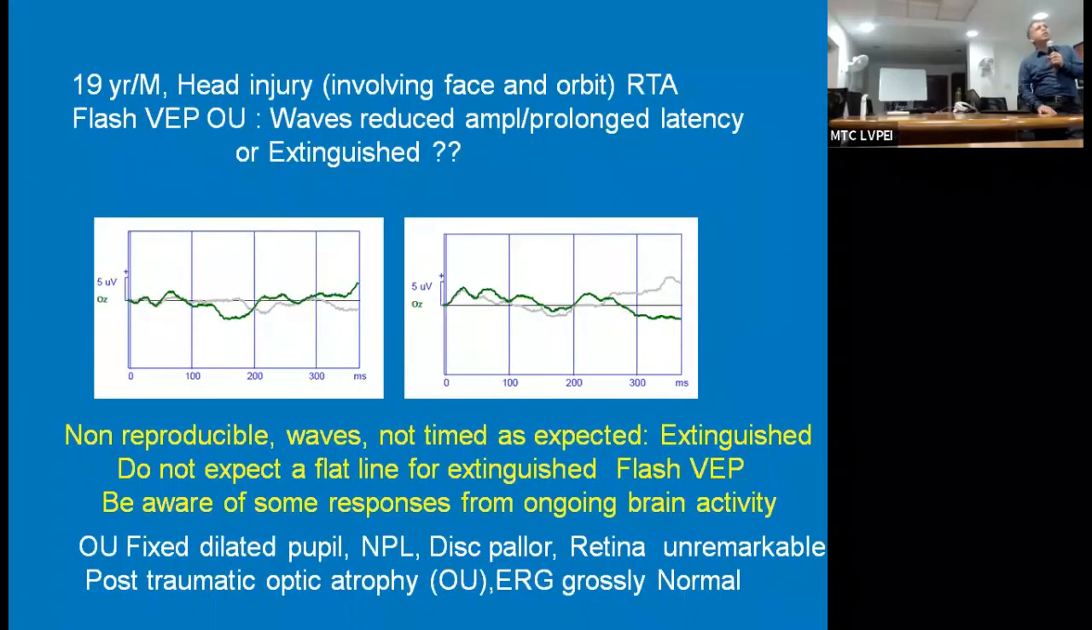This is my last case. This is a 19-year-old male, had head injury, no PL. Now this was again referred by a retina specialist who did a VEP and said that he had some response. And why? He said that when PL is absent, there is no light perception, why is there some response in the flash VEP?